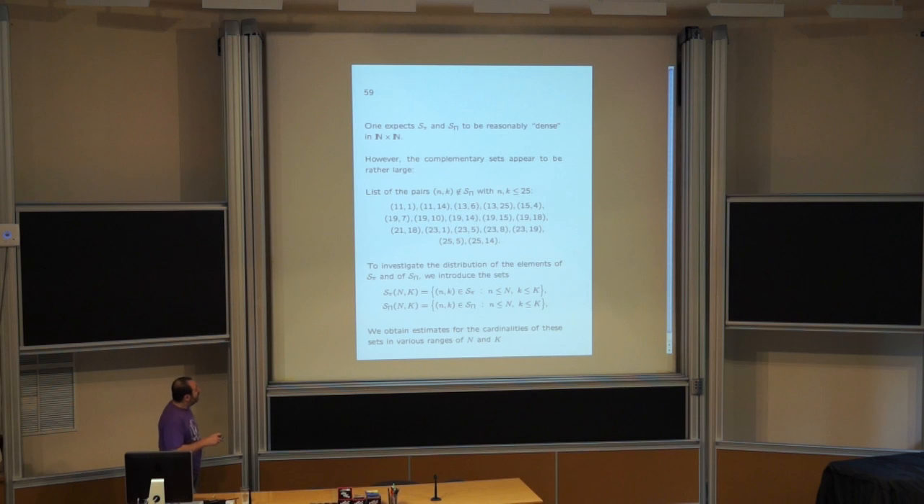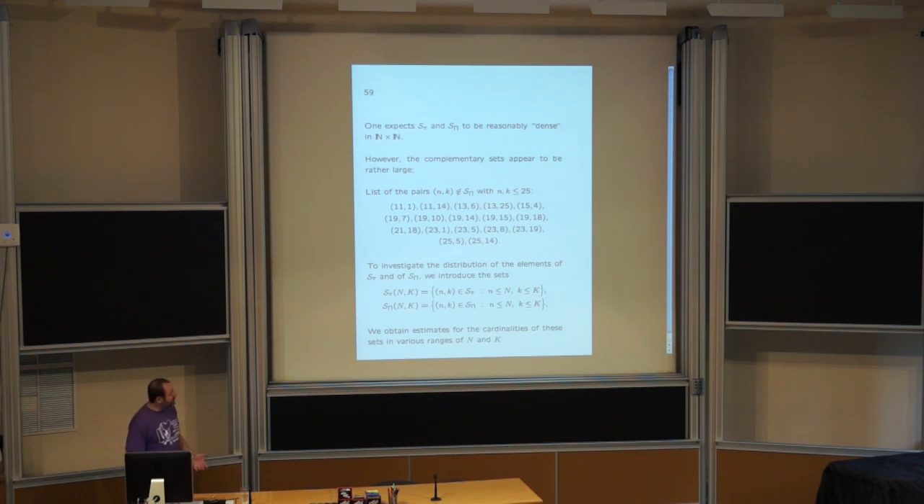So this is a table which shows all misses with n and k up to 25. So we have about 600 pairs, and what is this? I think it's 18 pairs which are missed. Yeah, right, out of 600 pairs, more or less, available to us.